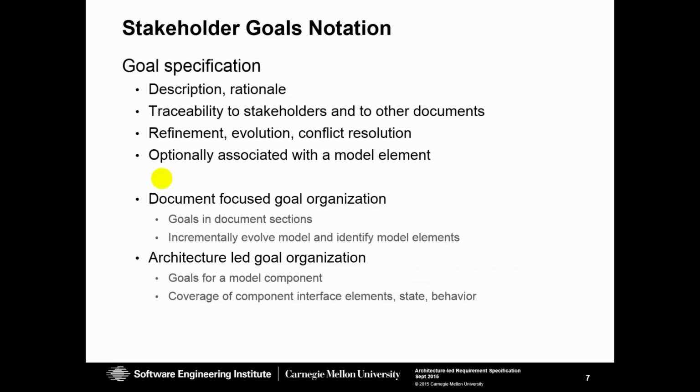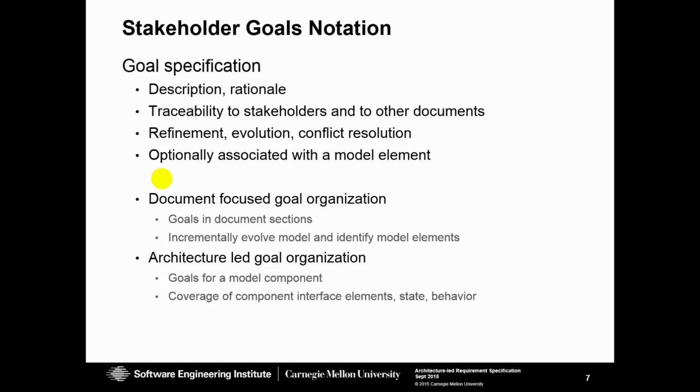When doing requirement specification, there are really two spaces. One is stakeholder requirements, or goals, as we call them in this slide here. We use that term based on the work on goal-oriented requirement specification. We developed a description for that includes description, rationale for the goals, traceability to stakeholders and other documents, and the ability to talk about refinement of goals, evolution of goals over time, and identifying conflicts between goals that need to be resolved as we turn them into system specifications.